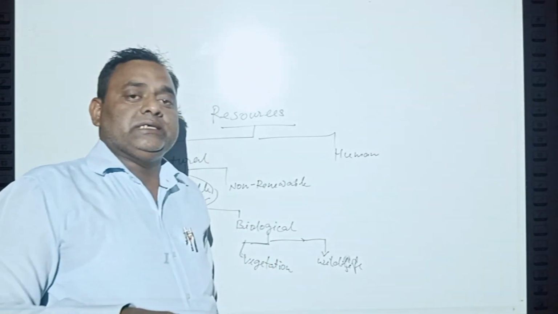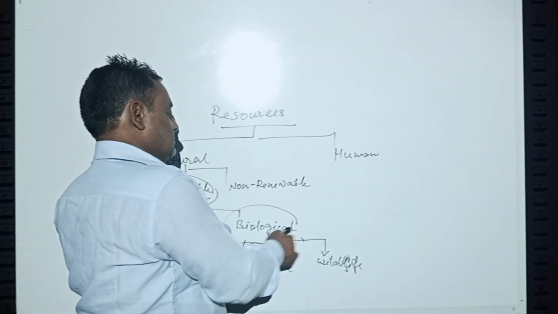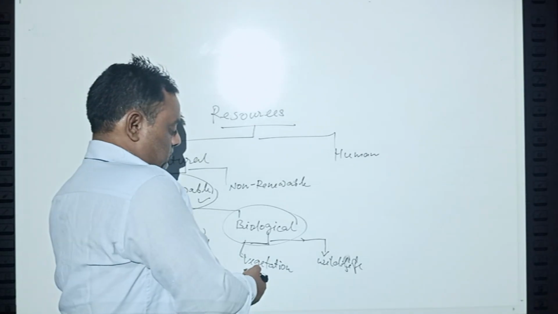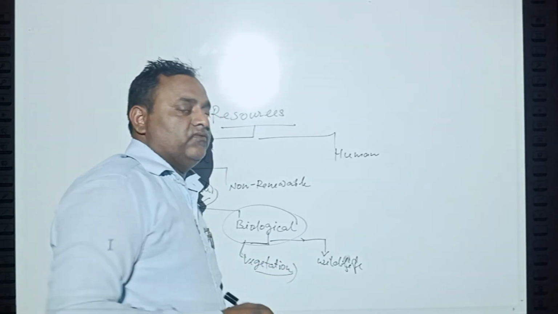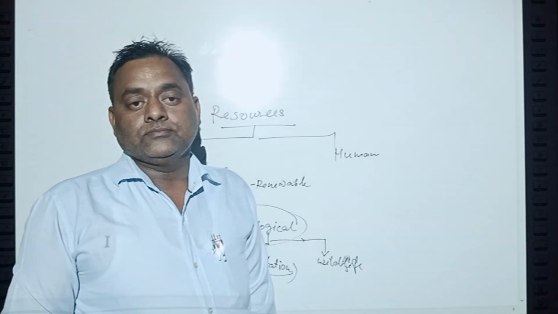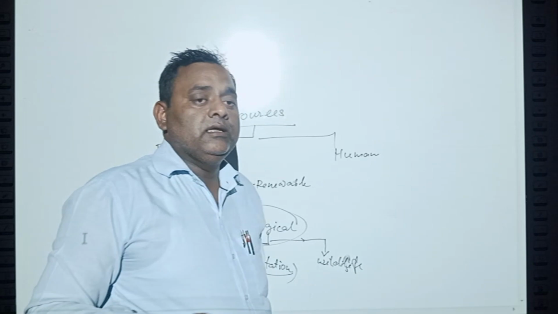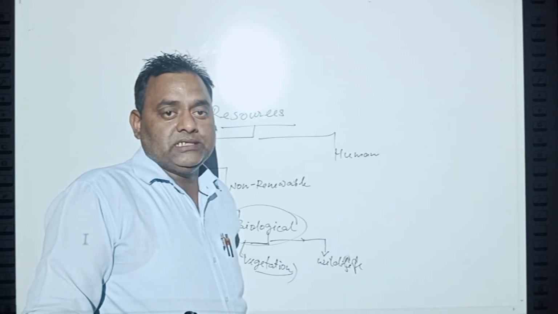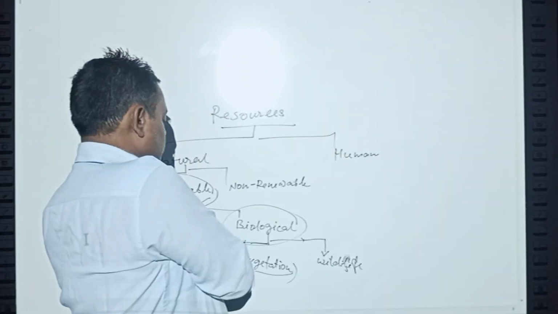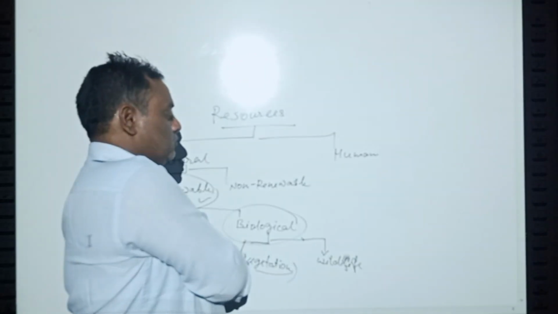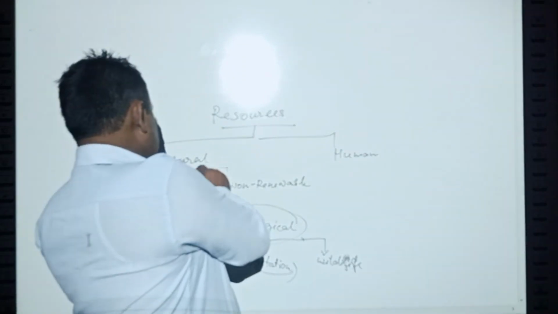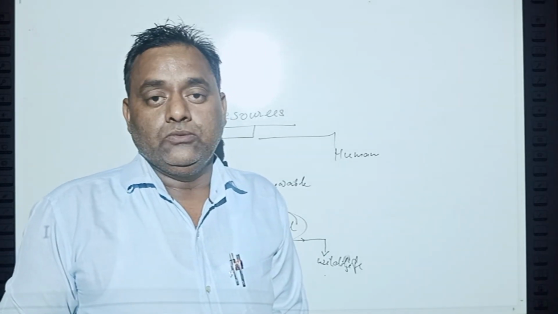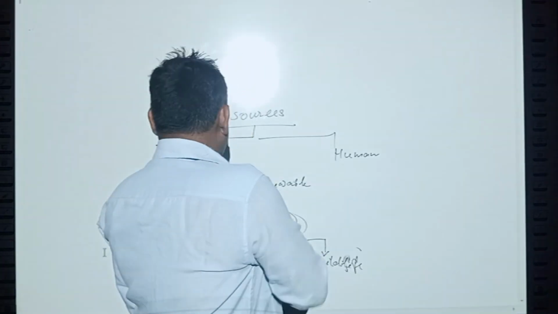Second are biological resources. They are related to biology, the biosphere. In these resources, vegetation means flora and fauna. Vegetation means forest, plantation, plants, etc. It will continue to grow in the future, so it is called renewable resources. Wildlife will also continue in the future, so it is called renewable resources.